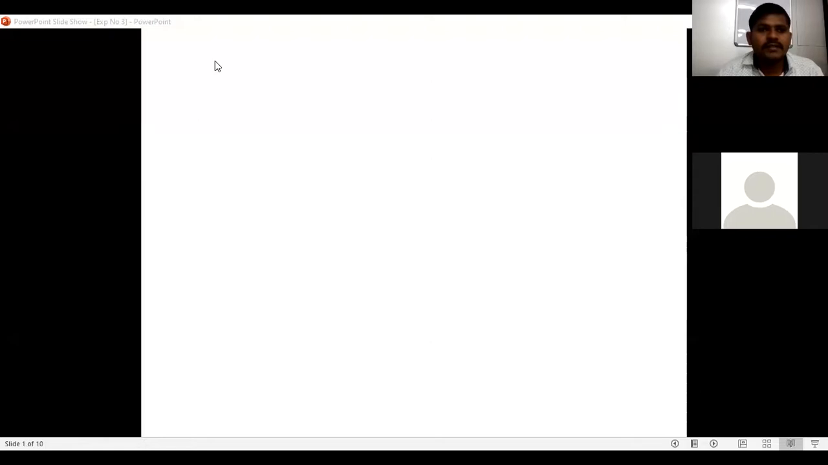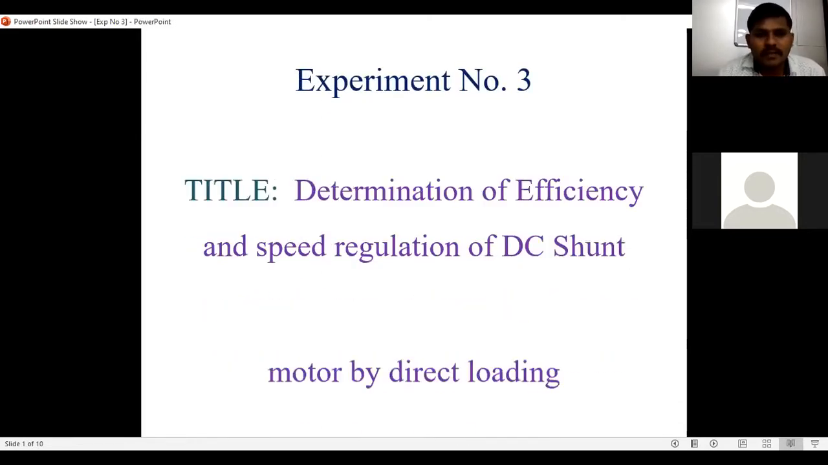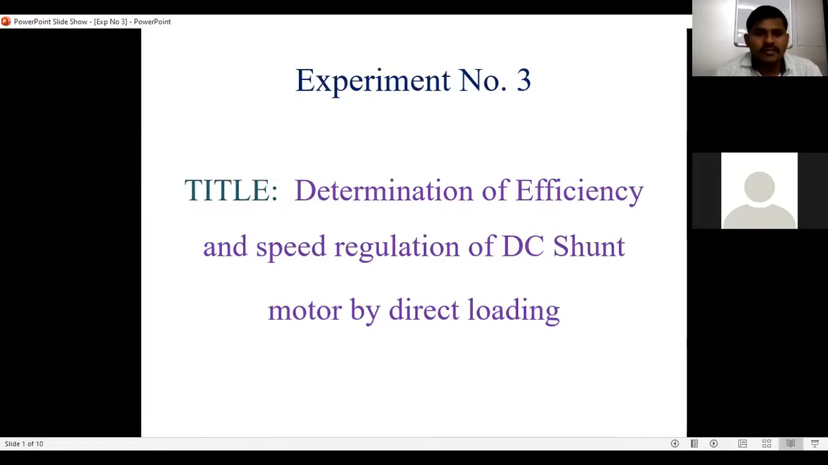Now today we will discuss the next experiment, that is the load test on a DC shunt motor, or determination of efficiency and speed regulation of a DC shunt motor by conducting a direct loading test. So the title of this experiment is experiment number 3, determination of efficiency and speed regulation of DC shunt motor by direct loading arrangement.